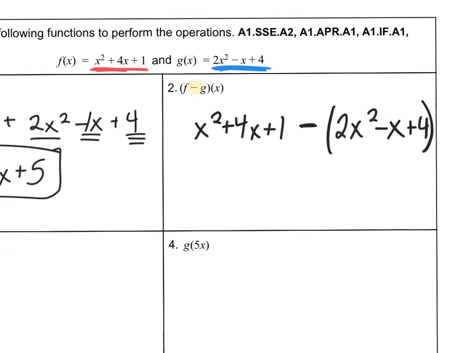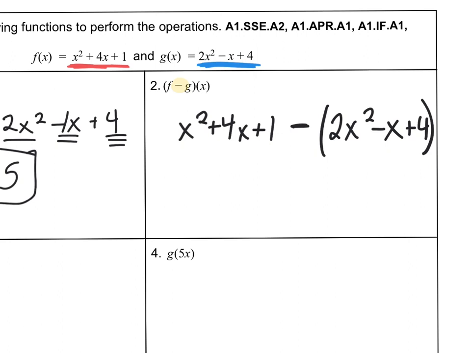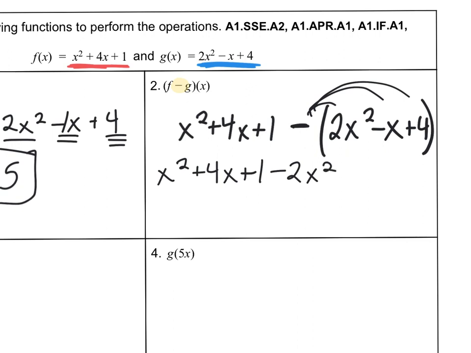Okay? What does that negative in front of those parentheses tell me to do? Distribute. So that negative is going to go to everything and just change the sign of each thing in those parentheses. So we end up with x squared plus 4x plus 1, and then minus 2x squared, then plus 1x, because a negative times a negative x is a plus x, and then negative times 4, minus 4.